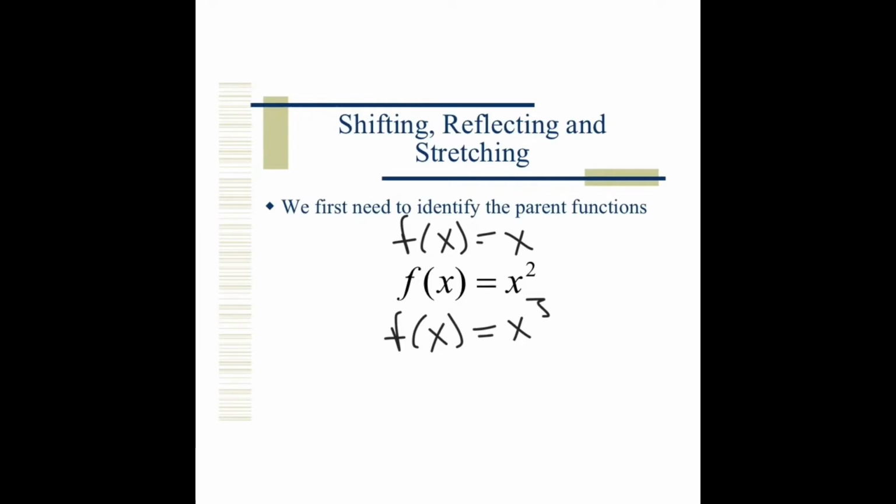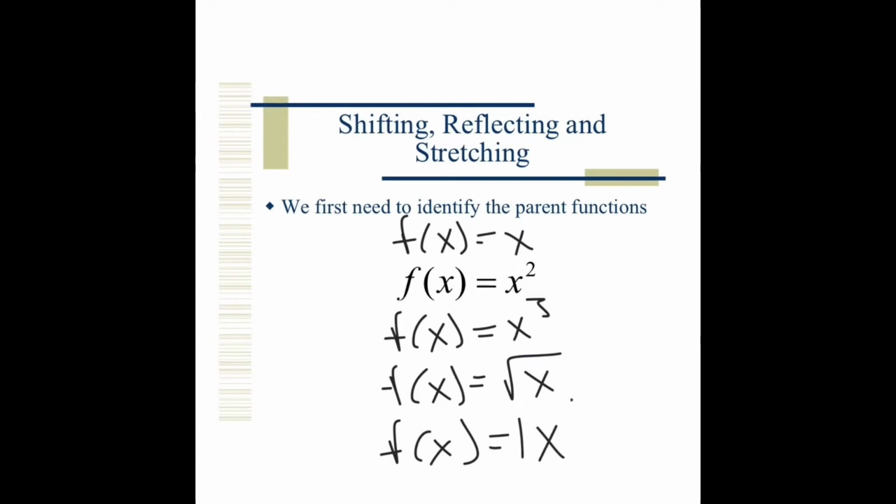So let's look at different types of functions. We also have f of x equals the square root of x, or f of x equals the absolute value of x. So these are all different functions you've seen throughout math, and we're going to talk about how to, again, shift, reflect, and stretch these parent functions, and the result would be moving or changing them based off of what we're doing to them.